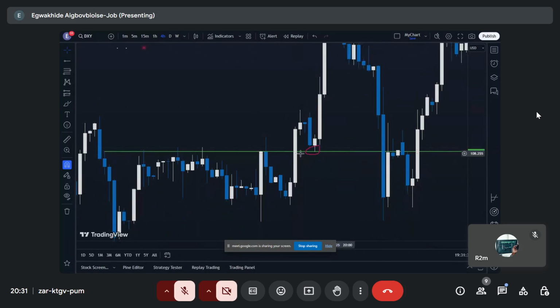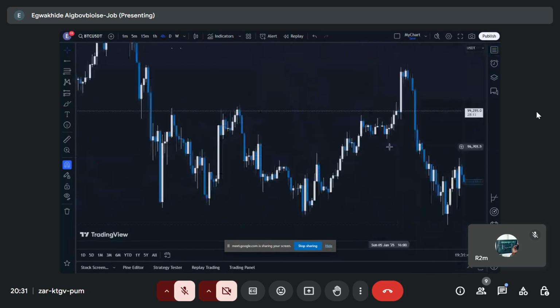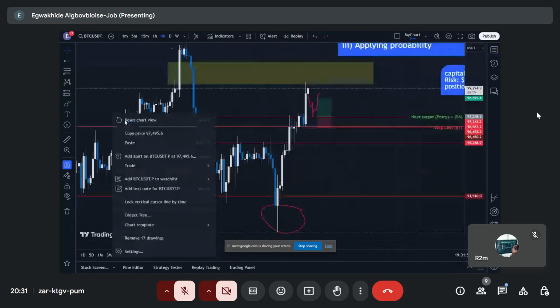Look at this. Look at what we did here. Look at Bitcoin. This is DXY, this is the dollar index. Now look at Bitcoin. I want anybody here to tell me the difference between what happened here and what happened here. If you can spot any difference, then I know, take out this.